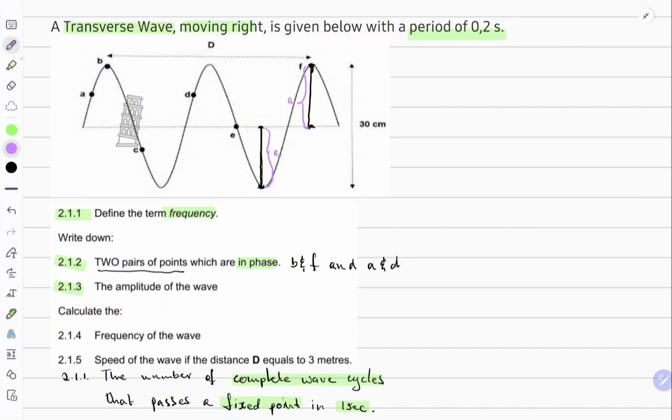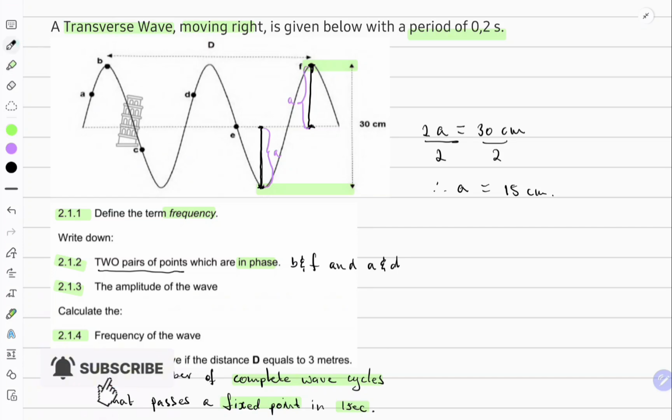And the only information they've provided us is this distance, the distance between the crest and the trough. And that distance, if we construct lines, you can see that it constitutes two amplitudes. So we can say two amplitudes is equal to 30 centimeters. Therefore, if we divide throughout by 2, you can see that the amplitude is 15 centimeters. So the next question wants us to calculate the frequency of the wave.